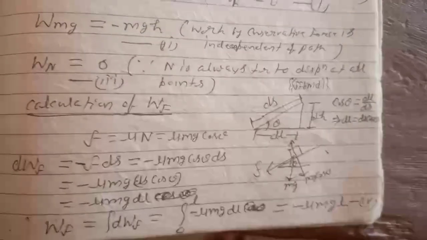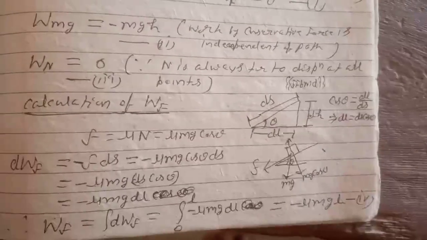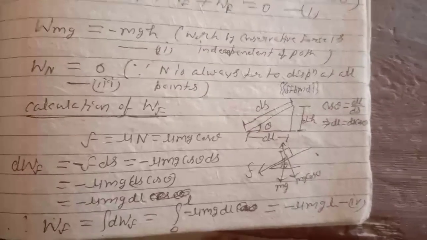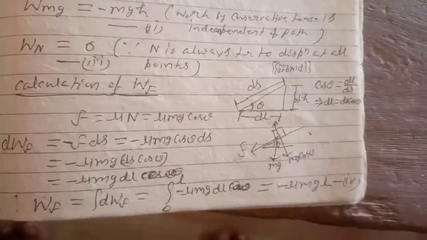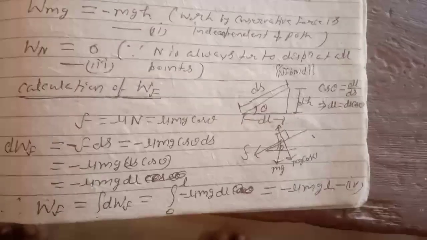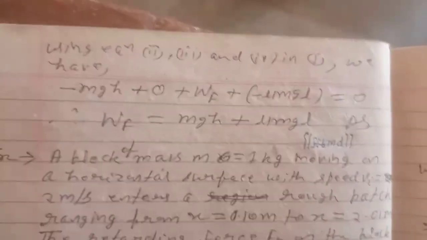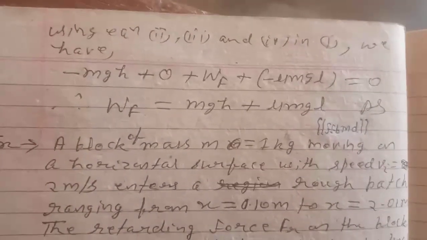f equals mu N equals mu mg cos theta, and dW equals minus f ds, minus mu mg cos theta ds, or minus mu mg ds cos theta, which equals dl. Hence W_f equals integration of dW_f from 0 to l, minus mu mg dl, equals minus mu mg l, equation 4. Using equations 2, 3, 4 in 1, we get minus mgh plus 0 plus W_f, minus mu mgl equals 0. Hence the work done by the applied force W_F equals (mg plus mu mg) l.